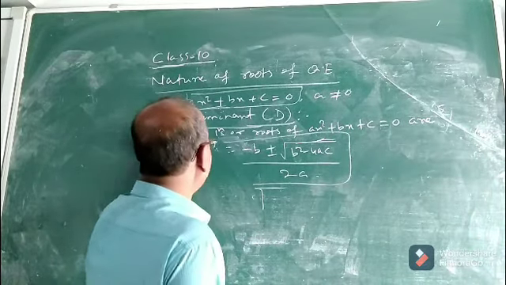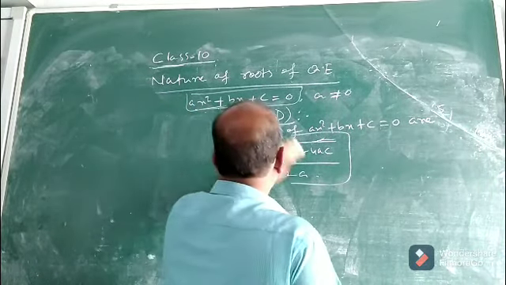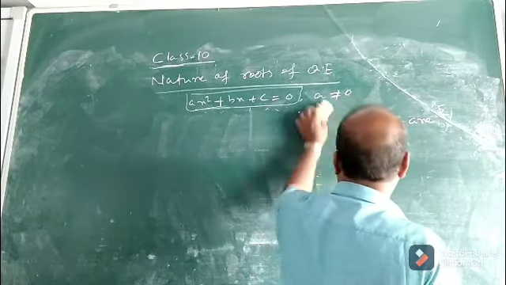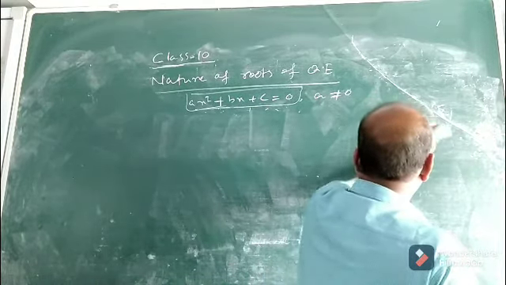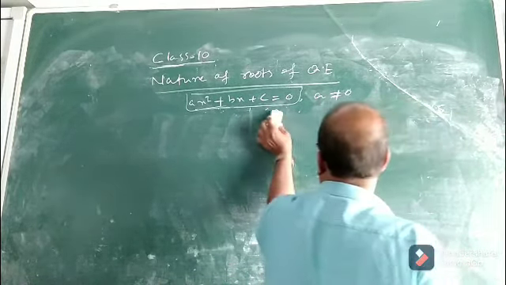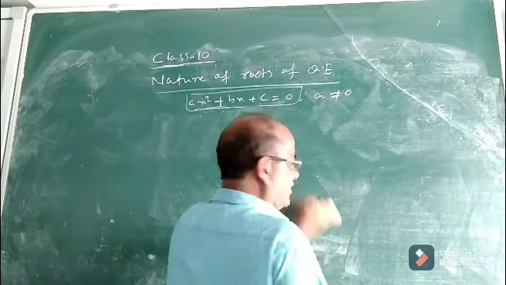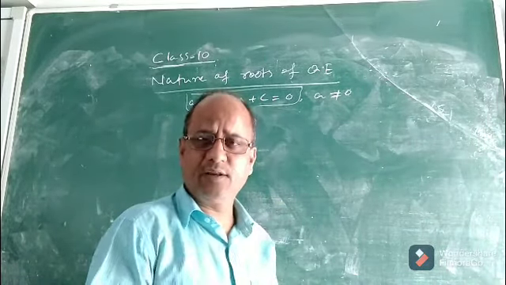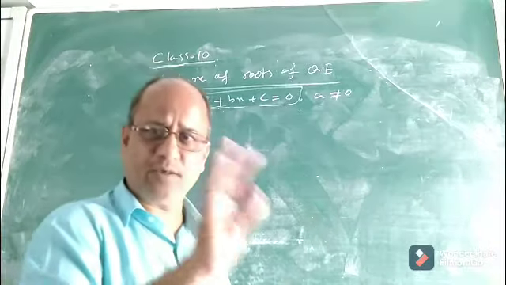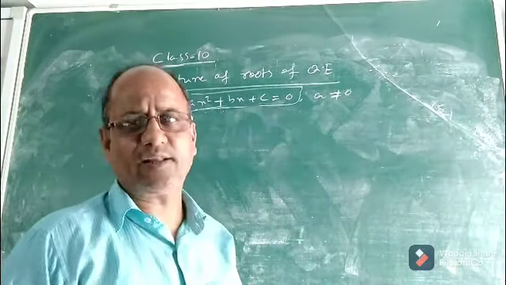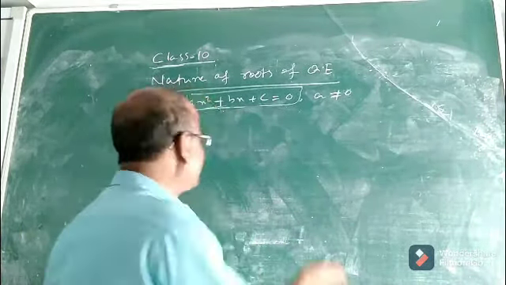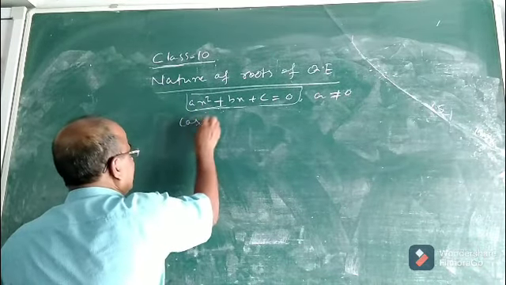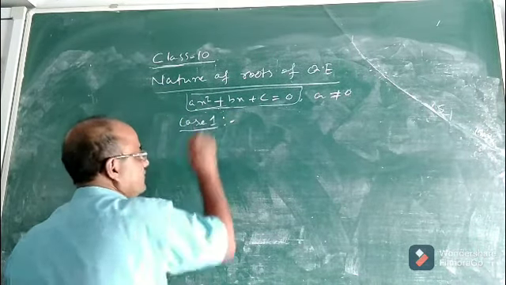Now you can easily understand the nature of roots. As I told you, the two roots or the two solutions of a quadratic equation may be real, they may not be real, they may be equal, they may be distinct. So there are three different cases. What is the first case? Let me discuss.